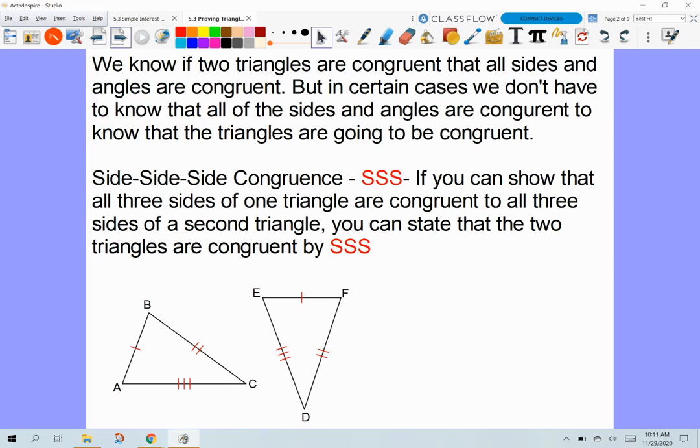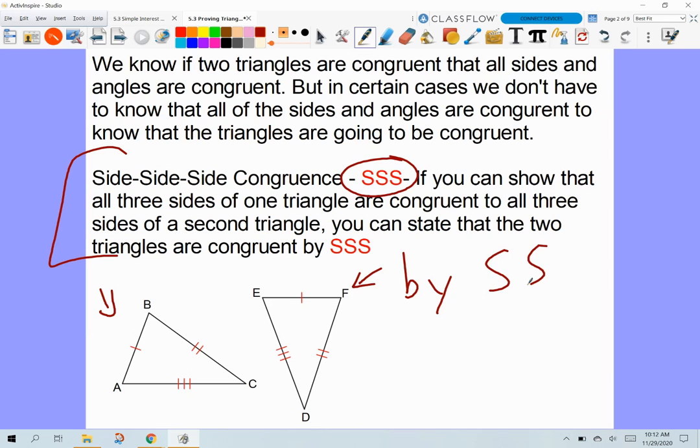So the first congruence is called the side congruence. It's going to be abbreviated SSS. You don't have to write out side every single time. So SSS congruence basically says if you can show me the 3 sides of one triangle are congruent to the 3 sides of another triangle, that's enough to force everything else to lock into place. So knowing the 3 sides of triangle ABC are congruent to the 3 sides of triangle EFD, that's enough to say, hey, those triangles are congruent by side.